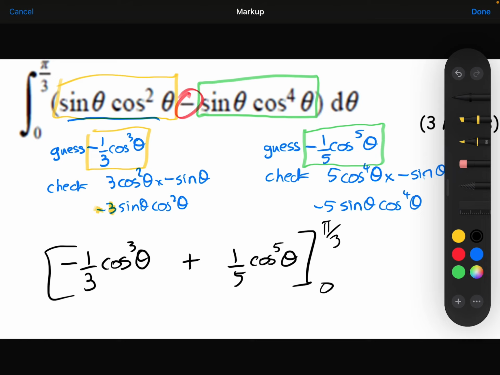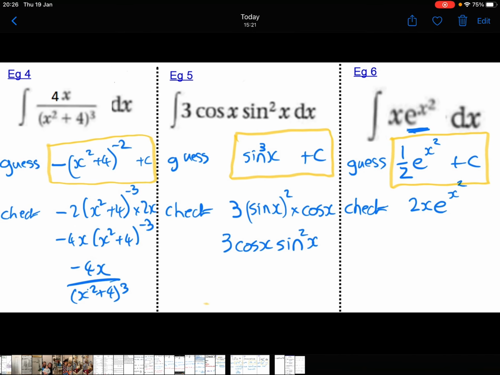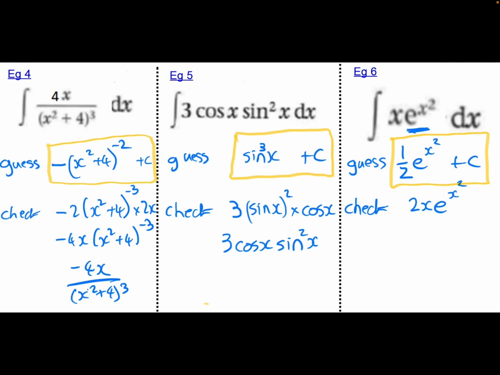And that would be the continuation of this question. But the key thing that I want to get across here is the idea is the guess check method. When you have a derivative of a function that's also involved in the integral, you can guess what the answer is going to be and then differentiate it to see how close you're going to get. Won't always work, but it can save you a lot of time if you want to avoid doing integration by substitution.